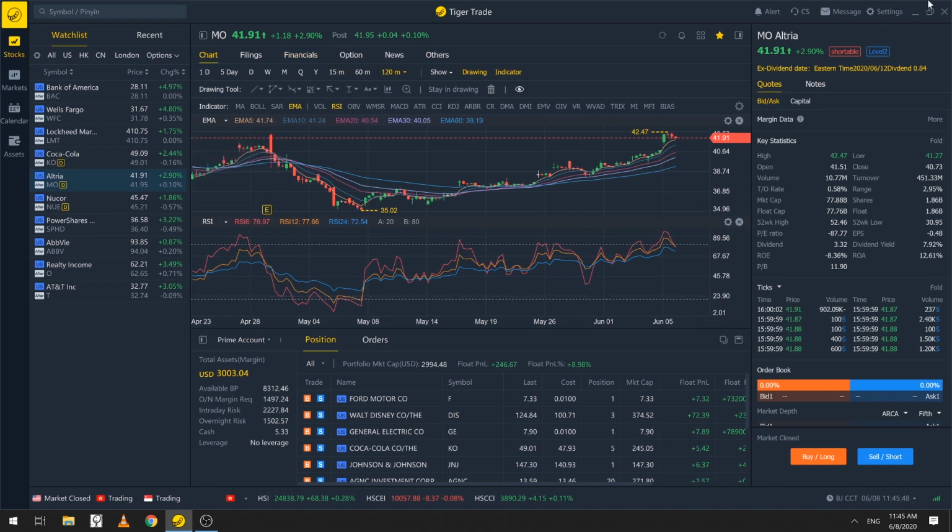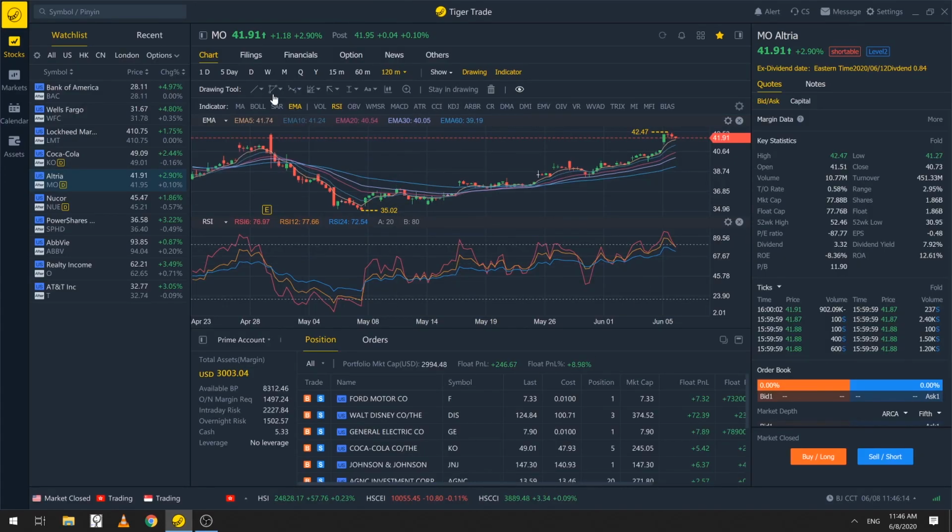And on the extreme right, this is where you see the current stock that you're looking at. So in this case, this is actually Altria, ticker MO, and this is the current trading price of Altria. As of today, it's 11 a.m. in the morning on a Monday. So the market isn't open yet, but for us it opens at 9:30 p.m. in Singapore time.